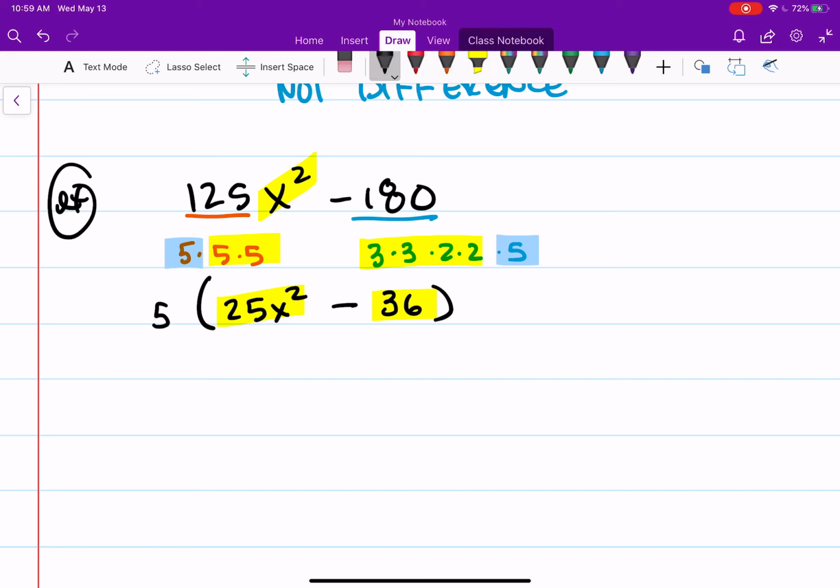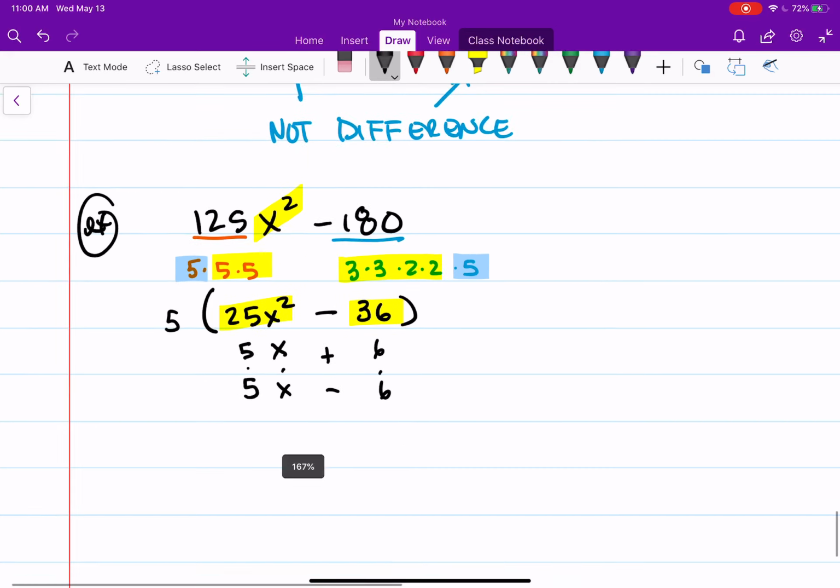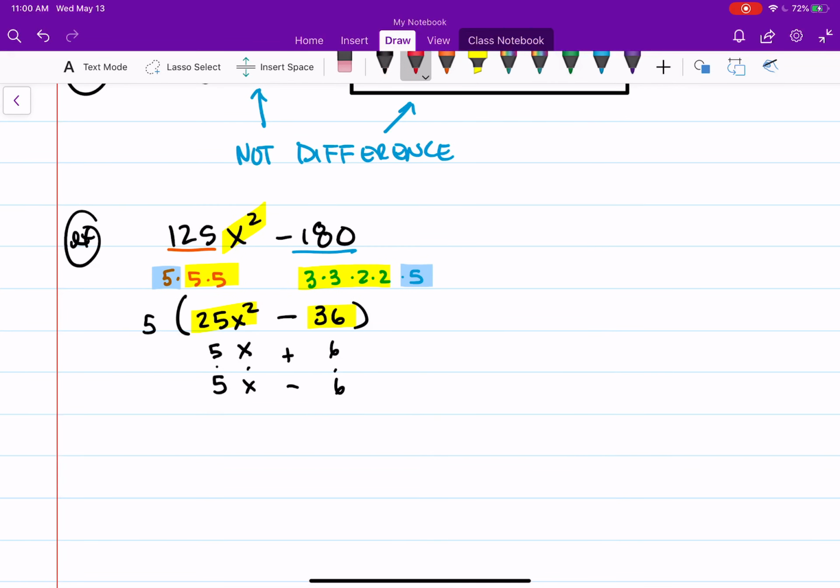All right. So now look at that. The square root of 25 would be 5. So this, or sometimes I even say it this way, 25 is 5 times 5. X squared is x times x. 36 is 6 times 6. And then I have a plus and a minus. So with that being said, what do I have?